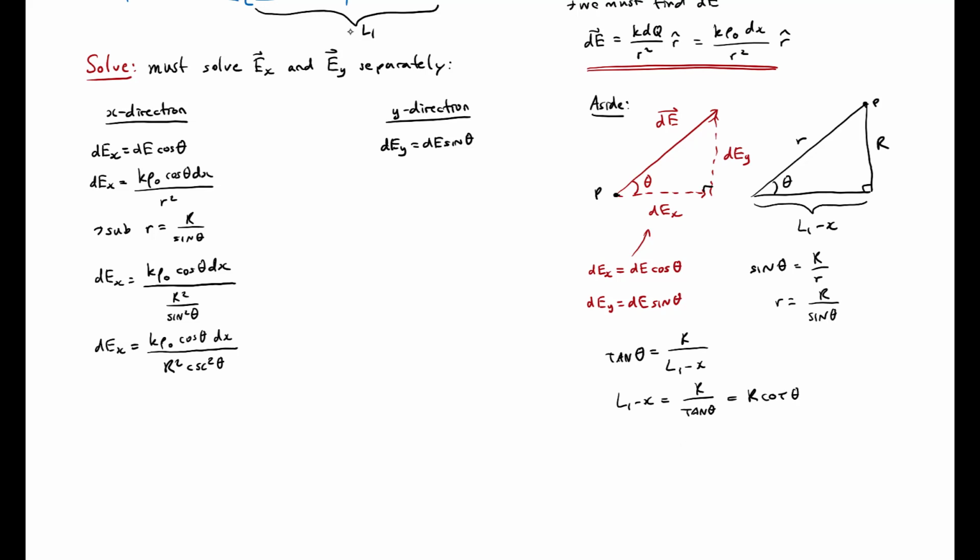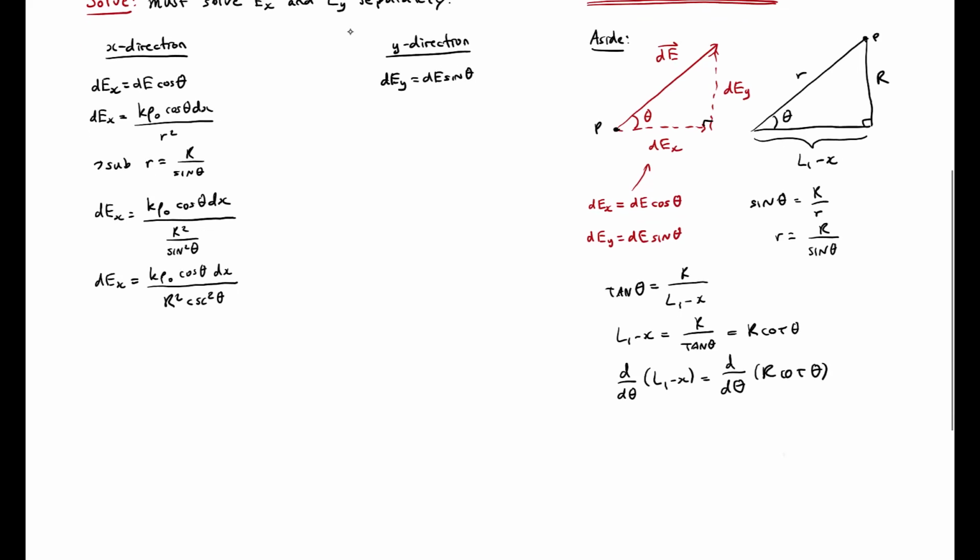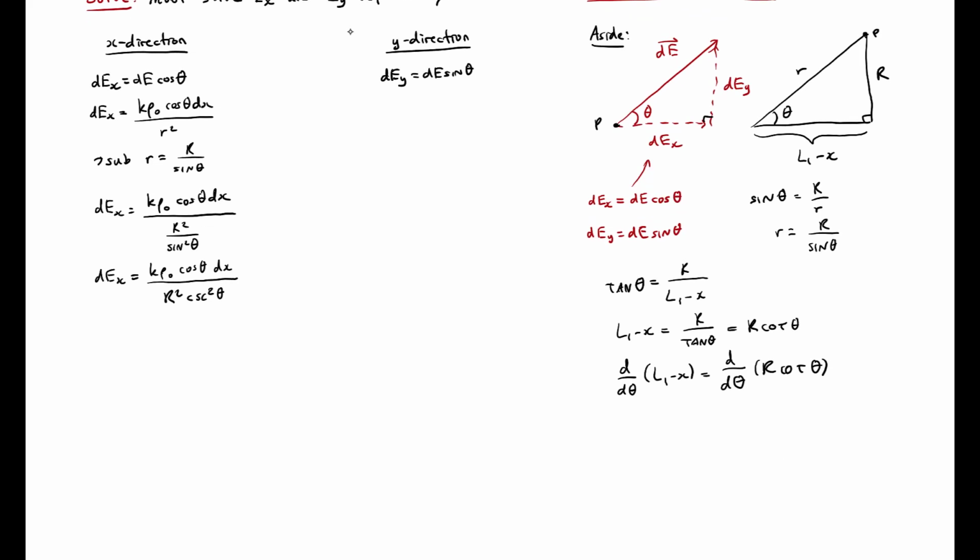Oops, I don't want to integrate over dx. I want to integrate over theta. So d over d theta of L1 minus x is equal to d over d theta of r cotangent of theta. Now this means the derivative of a constant is just 0, which is why this value actually did not matter whatsoever.